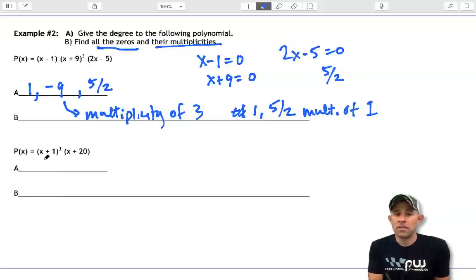All right, p of x equals x plus 1 to the third, x plus 20. You're getting good at finding these zeros now. Really, it's just the opposite value. And therefore, I got negative 1 and negative 20. Those are my roots there.